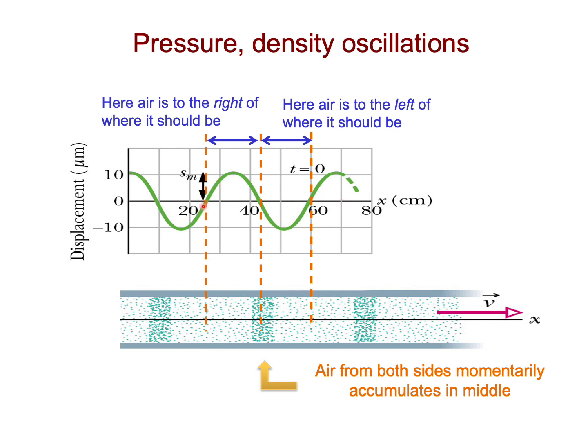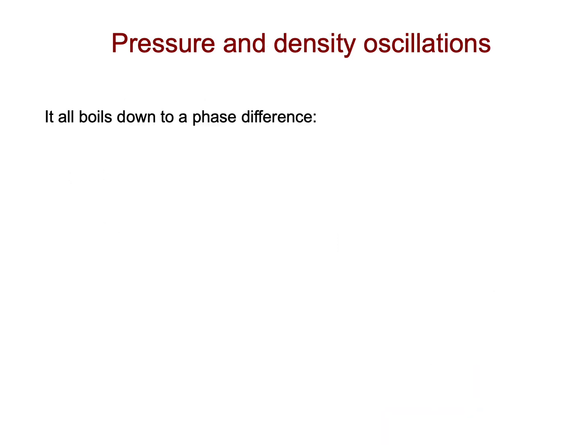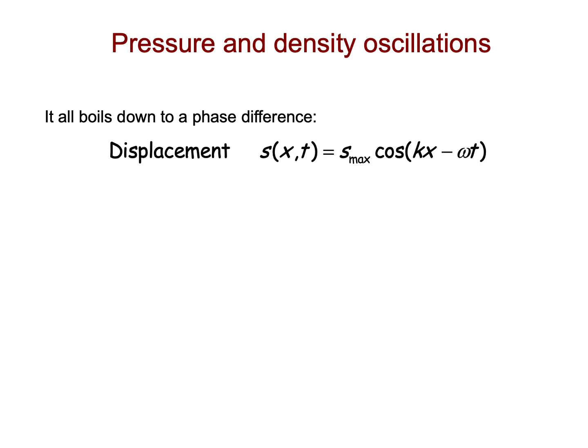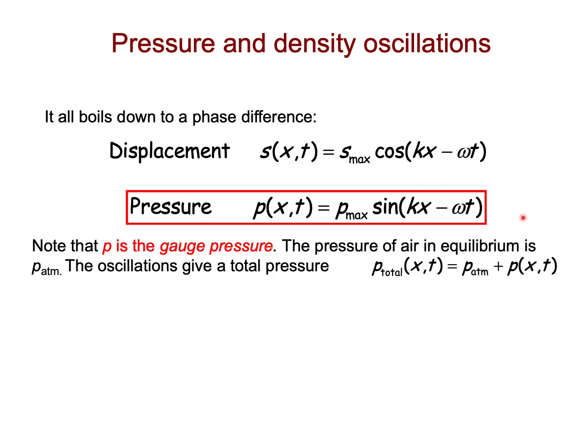Similarly, at this point, we expect low pressure, because at this point, all of these air particles are to the right, and all of these air particles are to the left. There's a stretching effect. And at these points where they're pressing against each other, we have regions where there's an accumulation and a higher pressure. This all boils down to a phase difference. As you might have observed, the displacement function is described by a cosine, but the pressure function was maximum when the displacement function was 0. And so this corresponds to a sine wave, which has a phase difference.